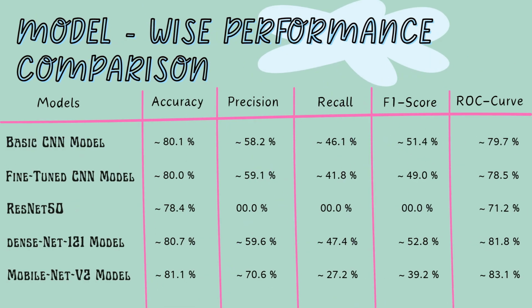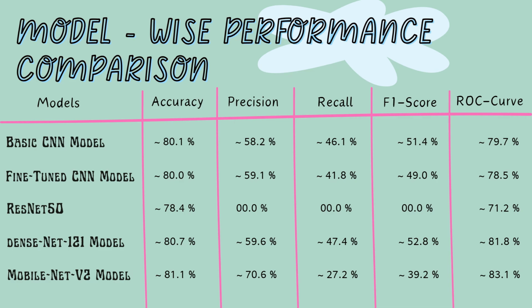Now, let's look at the model-wise performance comparison. Here we can see all our models side by side based on key metrics: accuracy, precision, recall, and ROC AUC. MobileNet V2 leads with 81% accuracy and the highest ROC AUC of 0.83, making it our most reliable classifier overall. DenseNet 121 and our custom CNNs also performed well with accuracies around 80%.